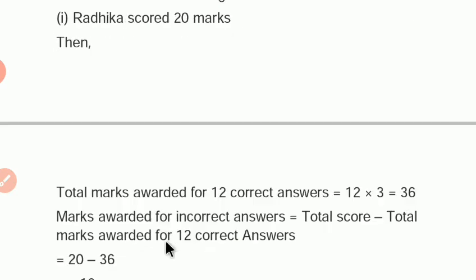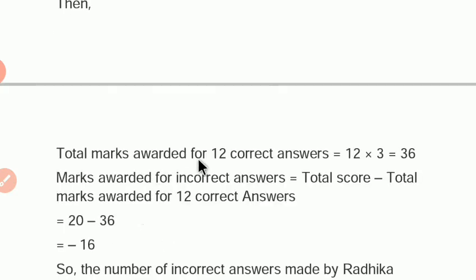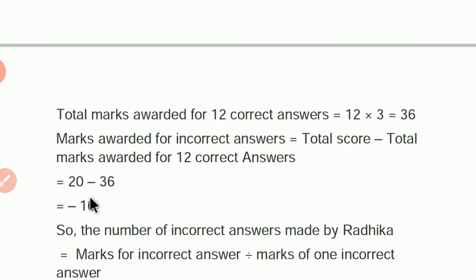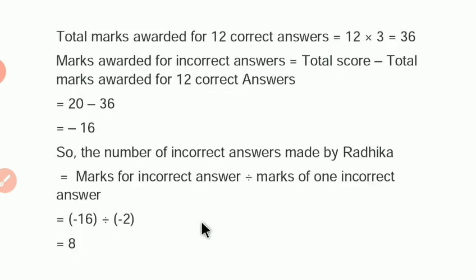So total score, Radhika scored how many? 20 minus, and total marks awarded for 12 correct answers is 36. So 20 minus 36, plus minus minus. So 36 minus 20 is 16, but the sign will be minus as 36 is the bigger number whose sign is negative. So now these are the marks for incorrect answers, but we have to find the number of incorrect answers.